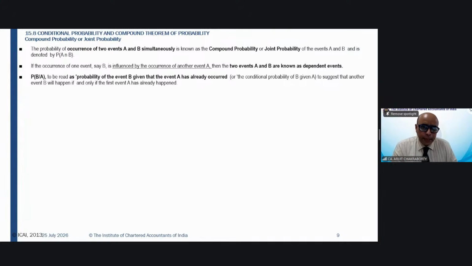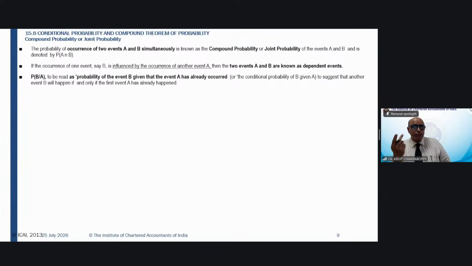That means we can say that the possibility of registering in the CA intermediate course is influenced, please note, is influenced. It has a bearing, it depends on whether I first pass CA foundation. So here we will say event B, that is the probability of registration in the CA intermediate course, is dependent on the probability of passing CA foundation. I hope you are able to understand what is meant by dependent events.